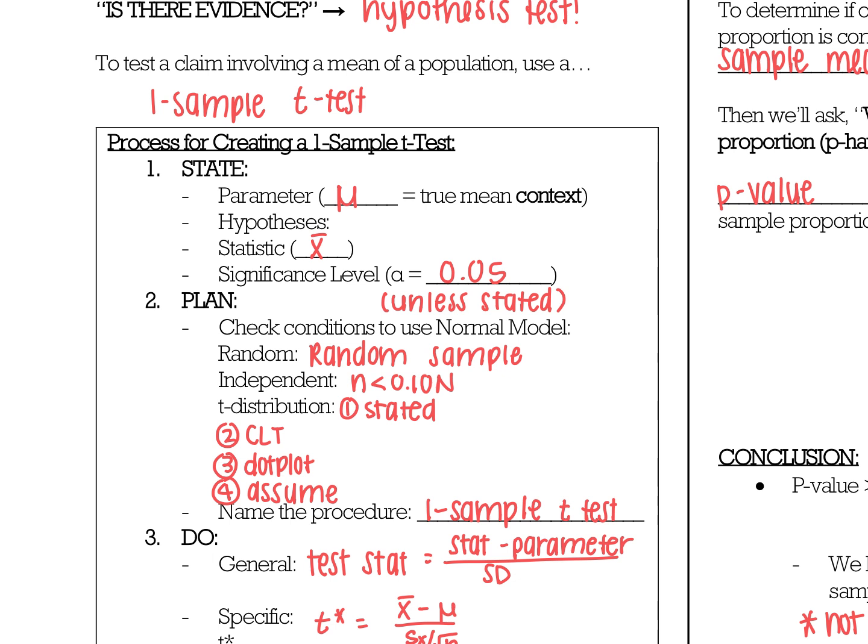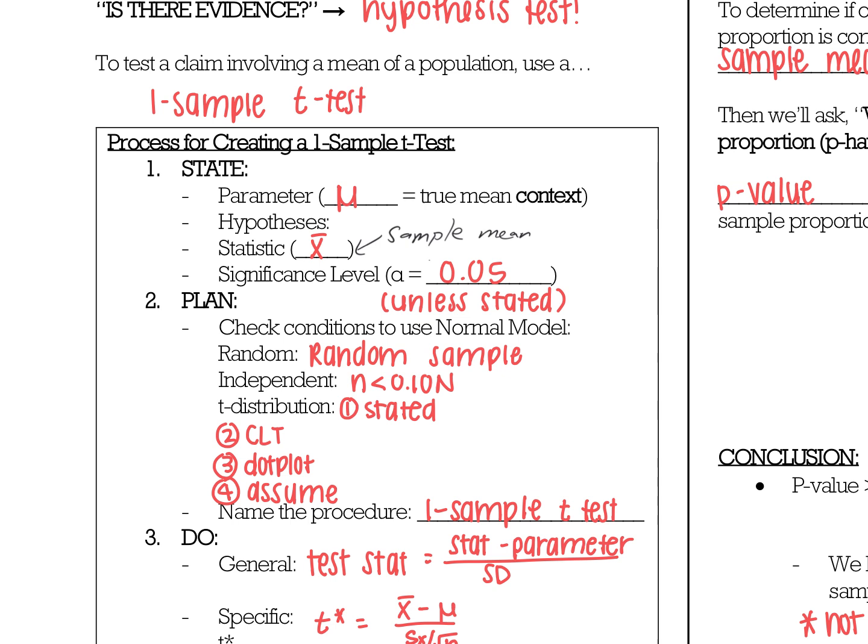Our statistic is going to be x-bar, and that's going to be the sample mean. I'll make a little note of it here just so you remember this is our sample mean. Of course, that is our statistic, our estimate that we'll use to build our model from. Our significance level is still 0.05 unless we get a new number from them in the problem. Stick to that 95% confidence.